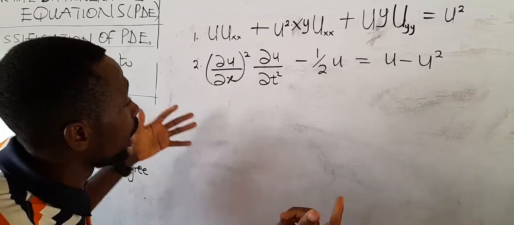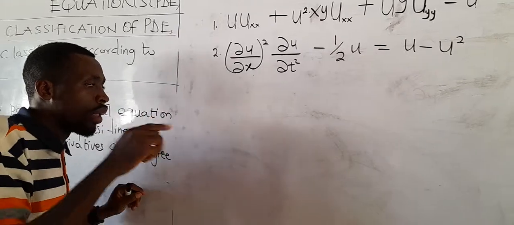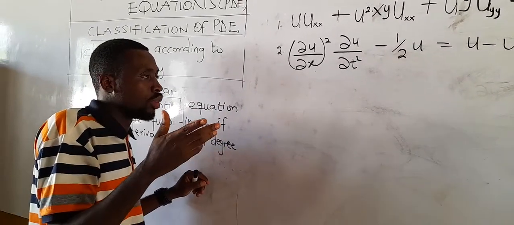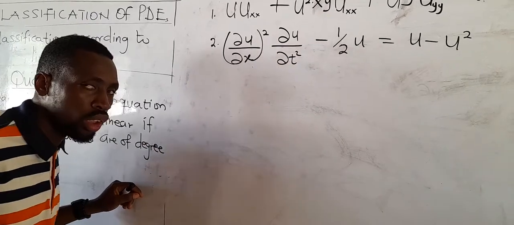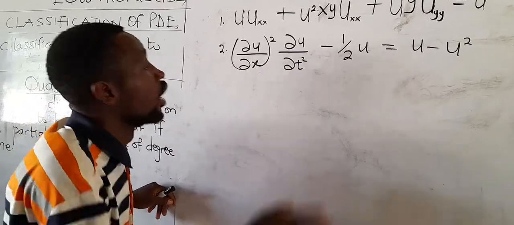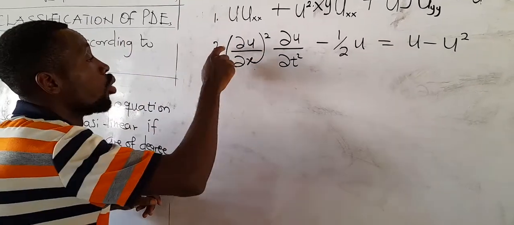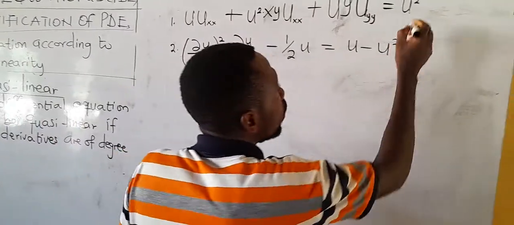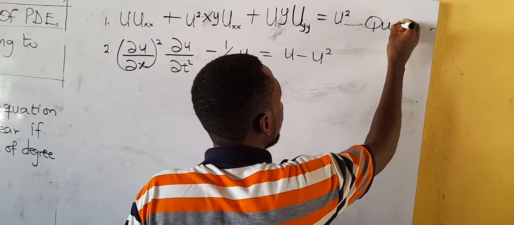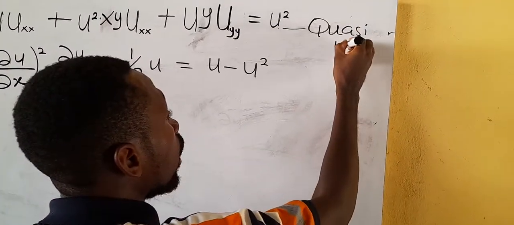Is it semi-linear? Semi-linearity, remember, all the partial derivatives must be of degree one. Look at this. There is a partial derivative here that is not of degree one. So semi-linearity is out. Is it quasi-linear? No, because there is a partial derivative here that is not of degree one. So this is quasi-linear.